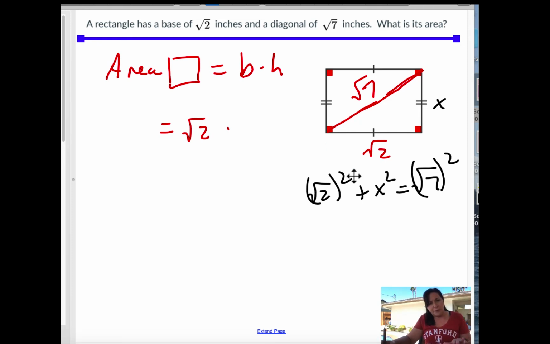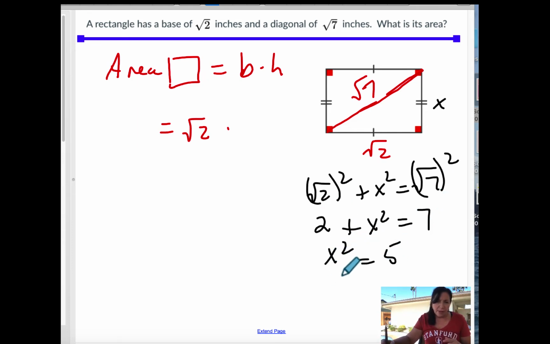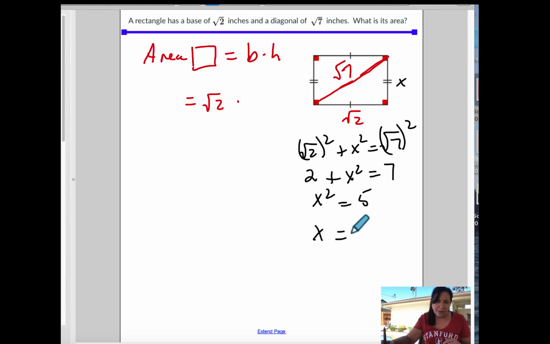And so square root of 2 squared is 2, plus x squared is equal to 7. So x squared is equal to 5. So that means that x equals the square root of 5. So this value here on the side is actually the square root of 5 right here.